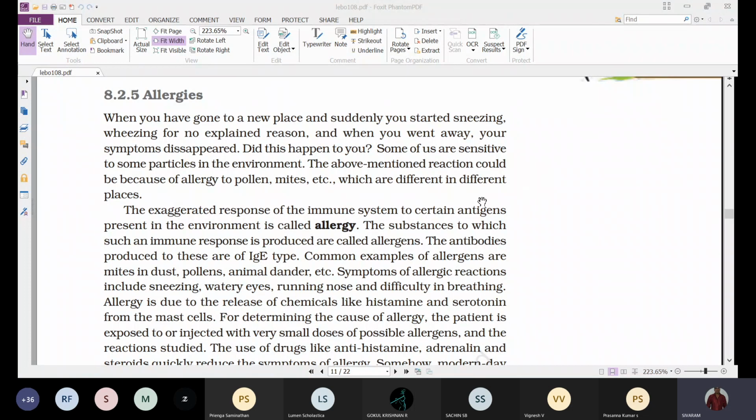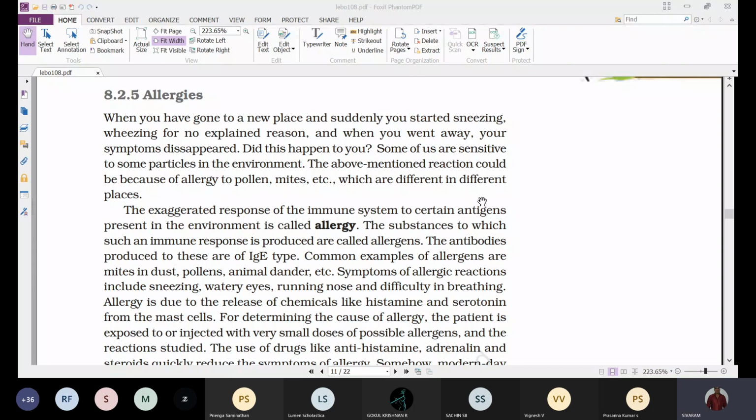Already we have discussed this while discussing sexual reproduction in flowering plants, about pollen grains. Some pollen grains are allergic, like parthenium. There is allergy to pollen, allergy to mites, etc., which are different in different places. Some show allergy to pollen grains, some show allergy to some insects, some show allergy to mites. Like this, they show different ways of allergy.